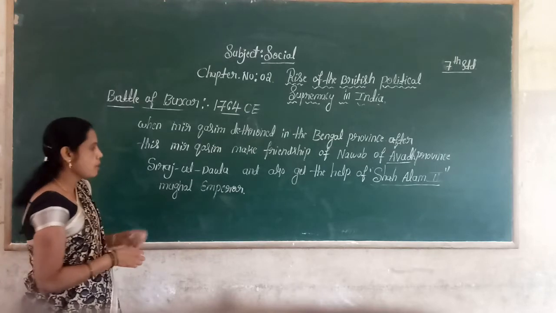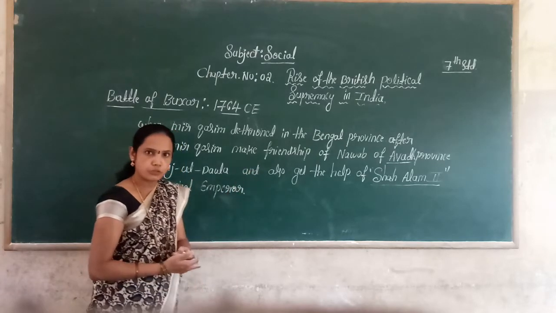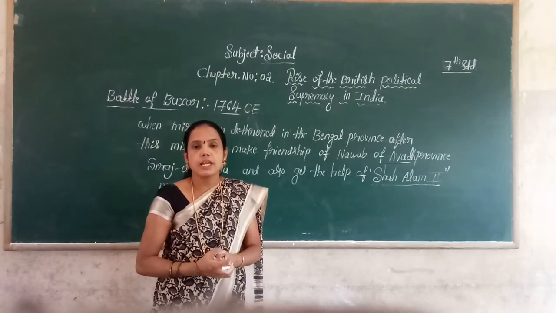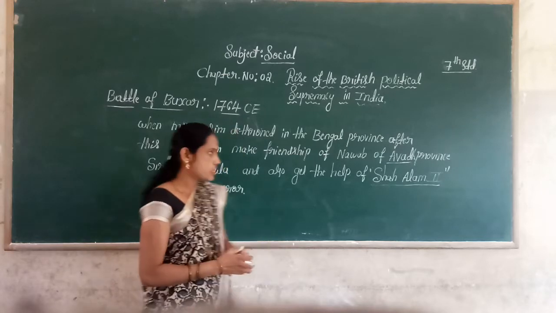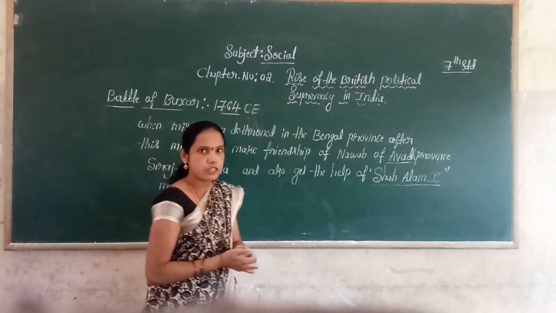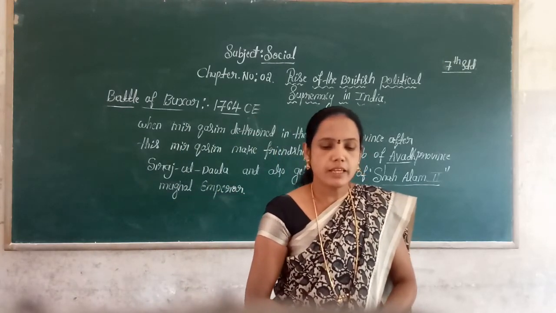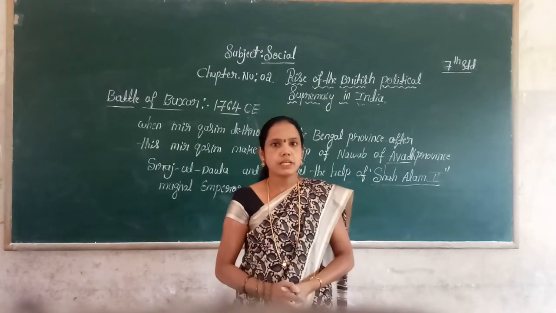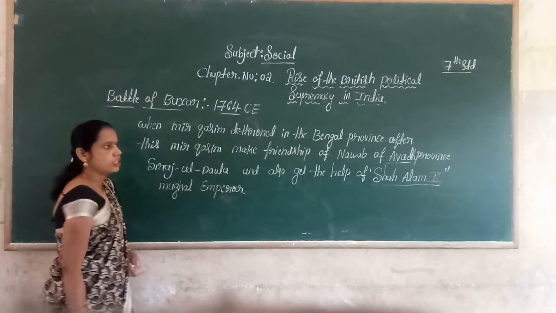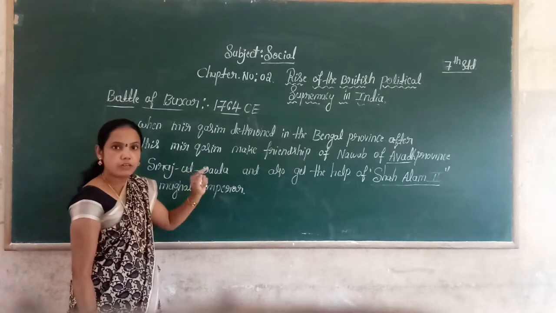Shah Alam II was a Mughal emperor. Understand? Both Shah Alam and Siraj-ud-Daulah wanted to take revenge against the British East India Company for the Battle of Plassey. That's why they gave full support to Mir Qasim. Understand, children? Next, he took the help of the Mughal Emperor or Kingdom. With their help, he declared war against the British East India Company. When Siraj-ud-Daulah and Mughal Emperor Shah Alam II gave full support to Mir Qasim, at that time Mir Qasim declared the war.